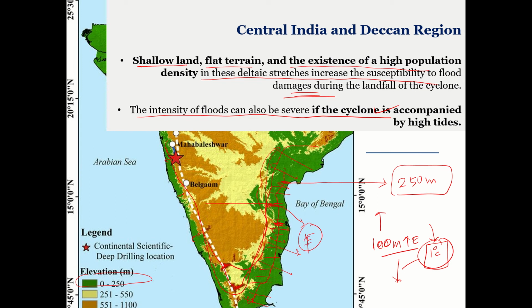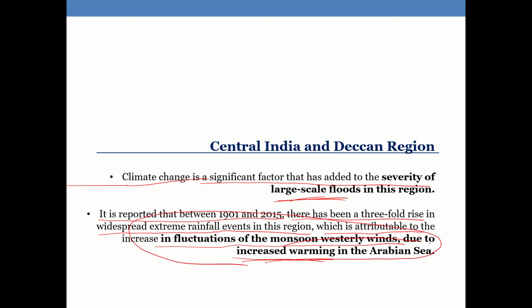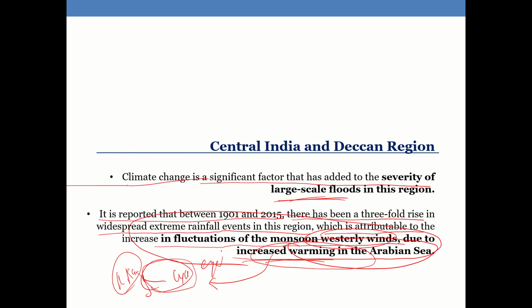So all these are primarily related to the riverine floods or river-based floods. And apart from this, climate change is a significant factor that has added to the severity of the floods in the region. It is reported that between 1900 to 2015, there has been a threefold increase in widespread extreme rainfall events in the region, which is attributed to the fluctuations of monsoon, westerly wind, and increased warming of the Arabian Sea. What are westerly winds? How does sea warming have something to do with cyclones and heavy rainfall? These are something that we will discuss along with the cyclones.